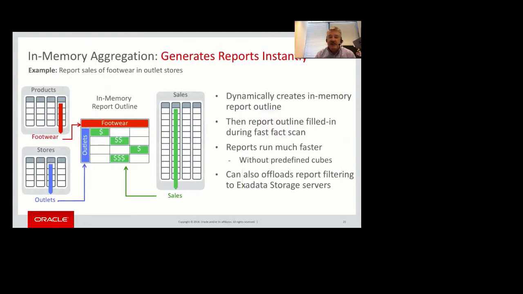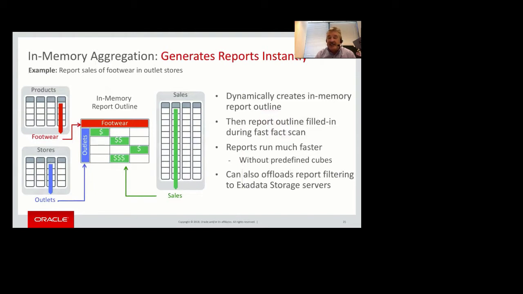And what winds up happening is we use key vectors rather than Bloom filters when we scan the products and stores table. We push those as filter predicates into the sales table. And in addition to that, we create an in-memory report outline. Think of it as a multi-dimensional spreadsheet, and we do the aggregation as we're doing the scan of the sales table. Now that was all very complicated. I just kind of glanced over that.